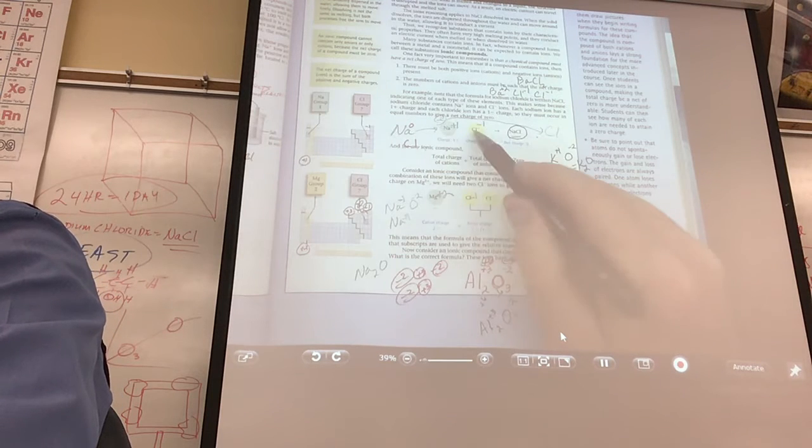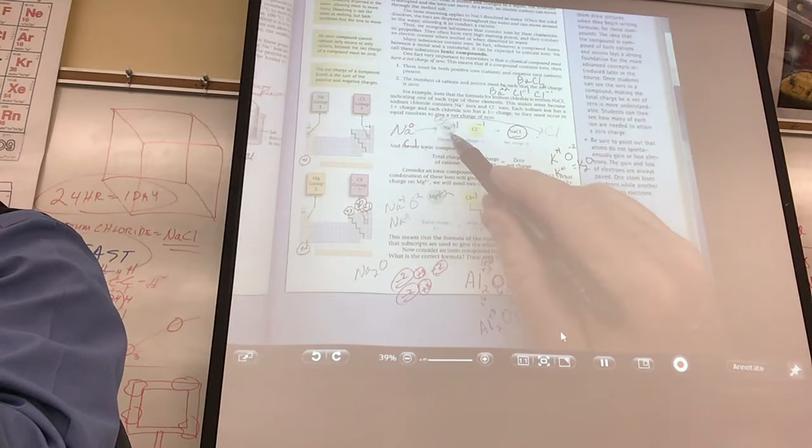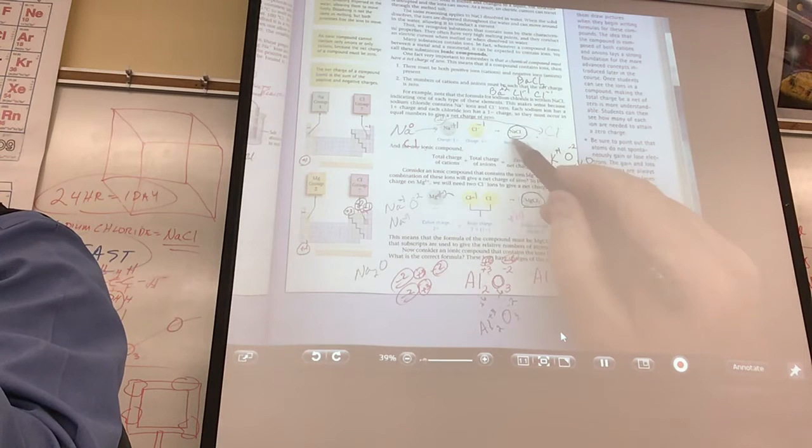And you know what's going to happen? They're going to stay together, and they're going to form this compound called what? So, yes, table salt. Sodium chloride. Get that? Now, think about this.